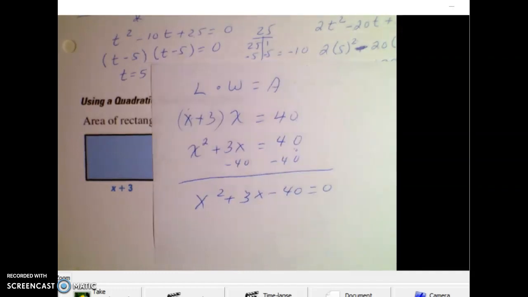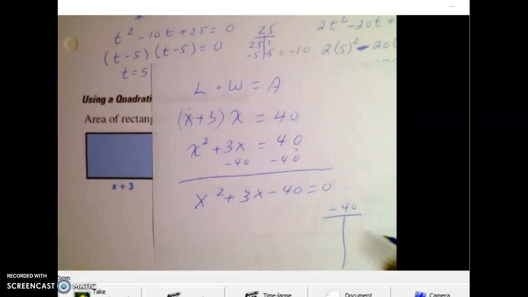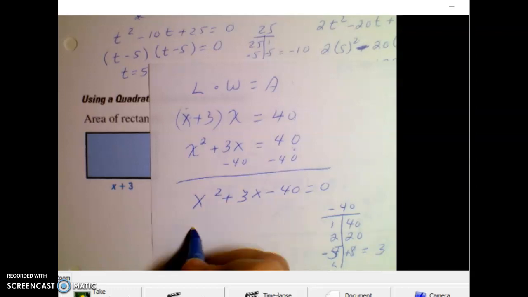And now I think I can factor that, so let's try. I'm going to take my factor here, and I'm going to break it down into 1 and 40, and 2 and 20, and 4 and 10, and let's see, I'm sorry, 5 and 8. So now I'm looking for two numbers that when I add them together give me a 3, and when I multiply them together give me a negative 40. So if I want a positive 3 right there, I'm going to make this positive and this negative. And I add them together and I get a 3. So I just found my two factors.